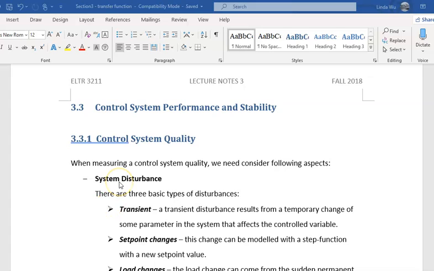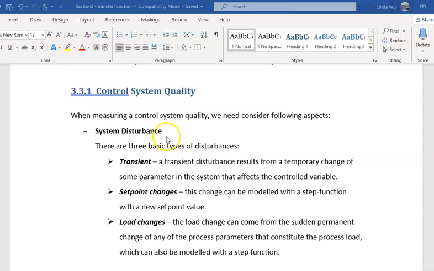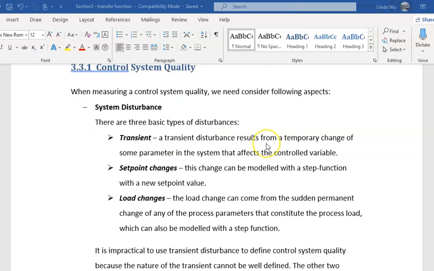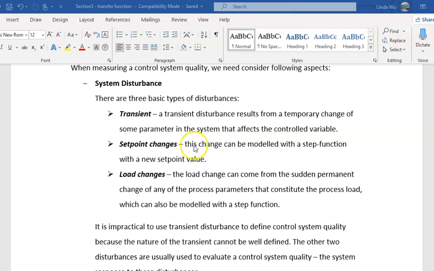Hello, let's continue with the last two topics in this lecture 3. This is the control system performance and stability. First we discuss what the control system quality is, which includes some definitions of the factors. So that's system disturbances, which is basically what we will talk about.